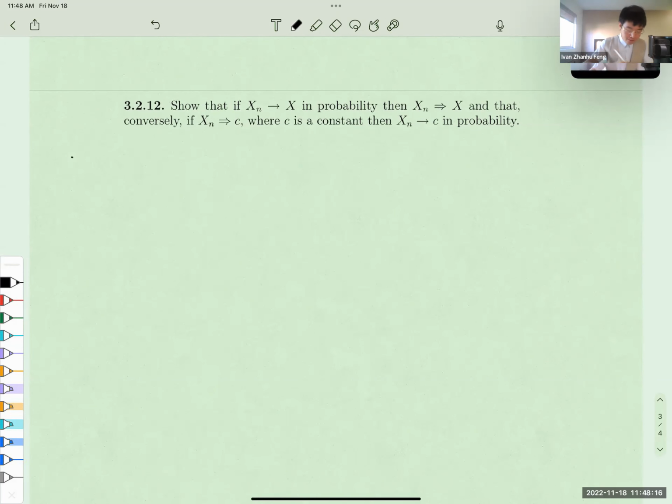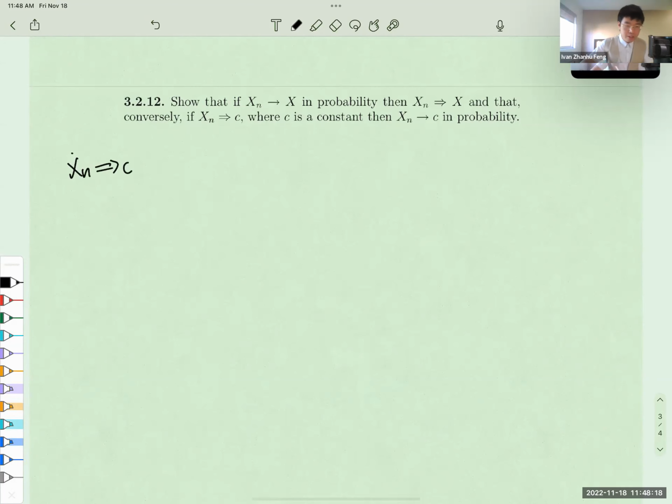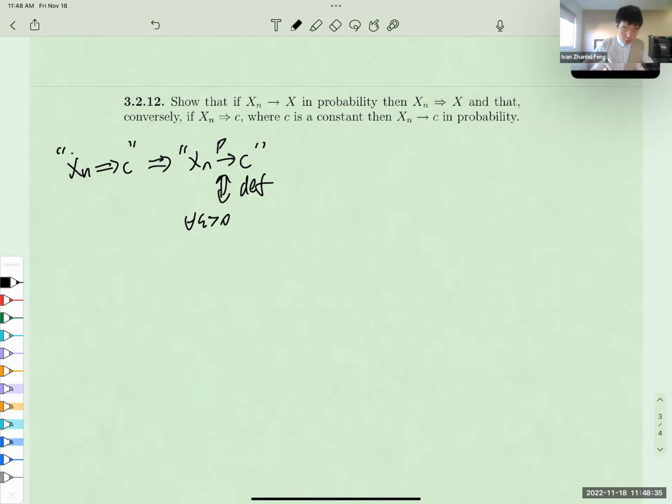Now we know that Xn goes to C weakly. We want to prove Xn goes to C in probability. So by definition, a sequence going to C in probability means for any epsilon greater than 0, the probability of this event, |Xn minus C| greater than epsilon, goes to 0, of course, as n goes to infinity.